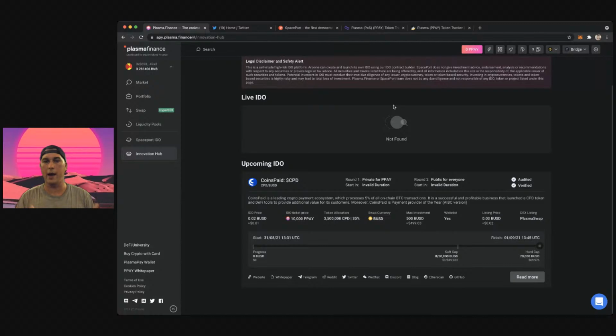So usually we have this 15 minutes of the first round, where only the people who hold xPPAY or PPAY in different chains can participate in the IDO. On the same page, you can see how much PPAY you need to hold on the BSC network to participate in the CoinsPaid IDO.